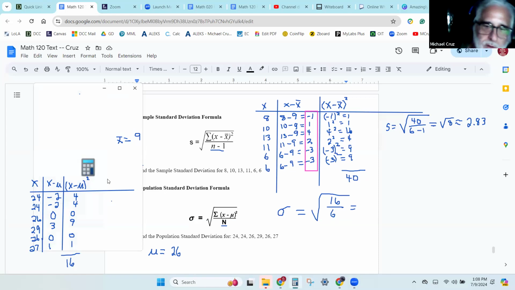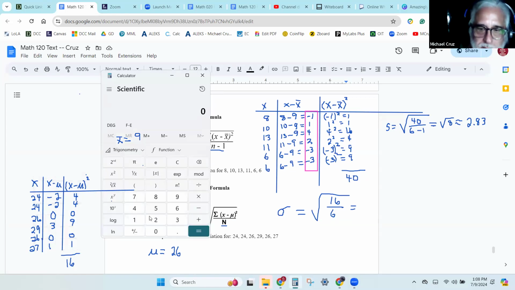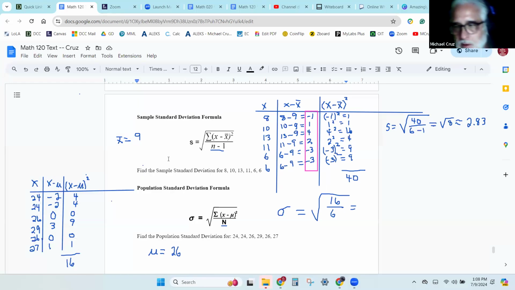Let's see if we can do this. 16 divided by 6. No, let's not do that. I don't want to round it off yet. Whenever you're dealing with statistics, and even in probability, you don't round off until the very end. If it comes out to where it's exact, you don't have to worry about it. Let's see, this would be 8/3, right? Half of 16 is 8, half of 6 is 3.